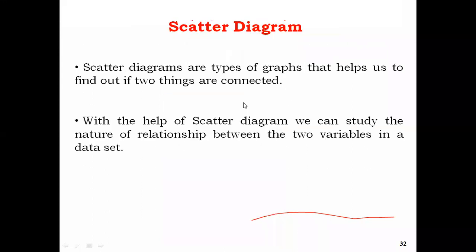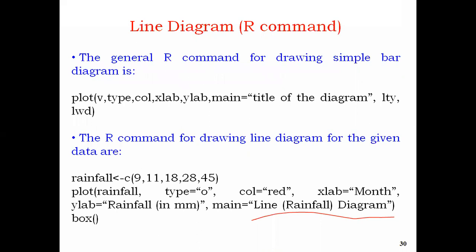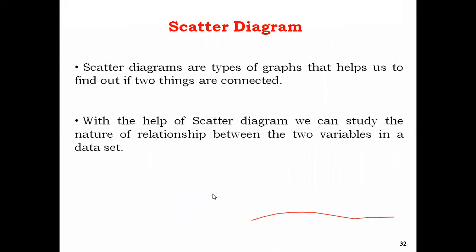So now you see the last one, scatter diagram. This is very interesting. Scatter diagrams are types of graphs that help us to find out if two things are connected. I think line diagrams are clear, because this is very simple. If you have any confusion, then you can ask me, but these are very simple. That's why I'm going fast about this line diagram. And then you see scatter diagram.